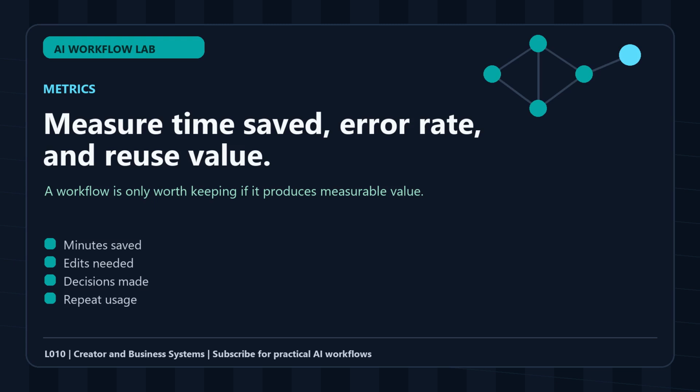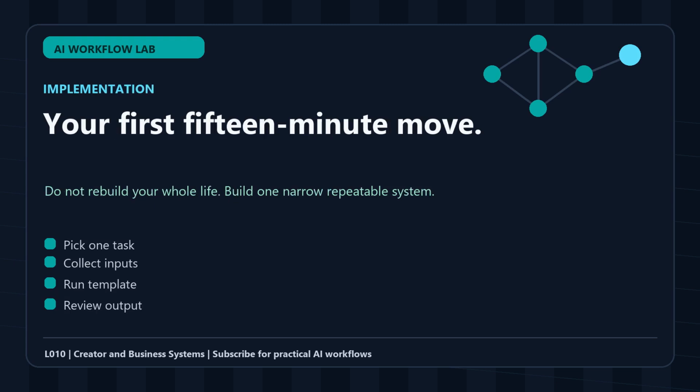The goal is not to build a giant system immediately. The goal is to prove that one narrow workflow can create a reliable before and after. Once one workflow works, you can connect it to another. Research connects to planning. Planning connects to drafting. Drafting connects to review. Review connects to publishing or execution. That chain is where the real leverage appears.